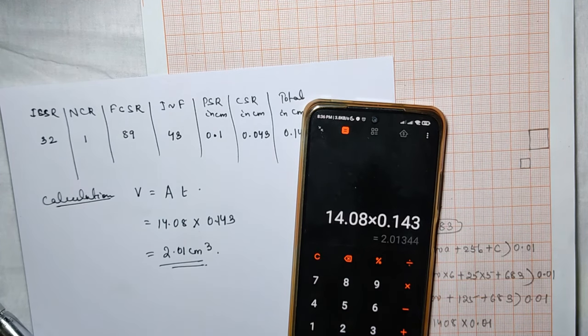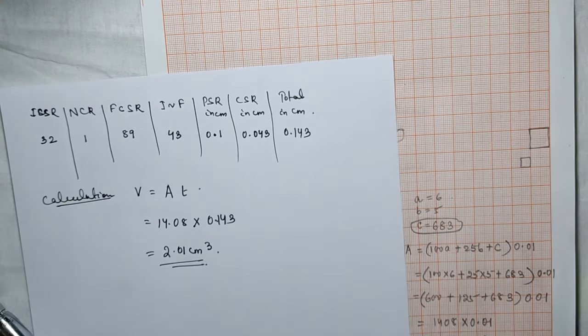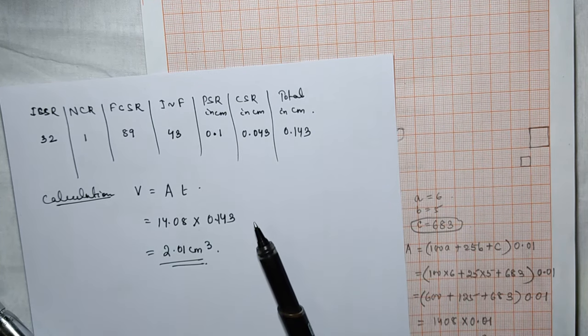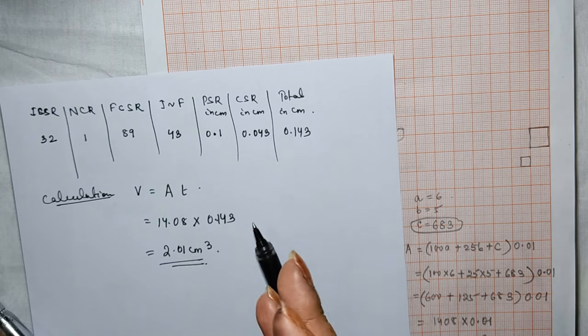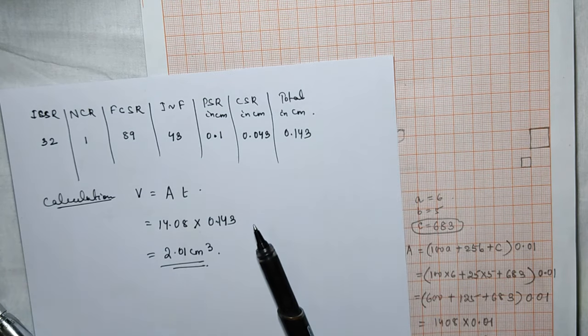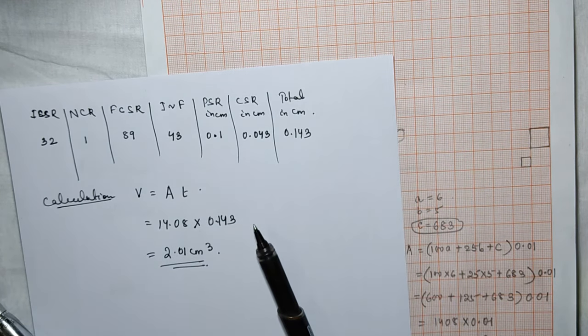So this is all about today's discussion, how to calculate the volume of an irregular lamina using a screw gauge. Those who don't know how to calculate the thickness using a screw gauge can go to my previous video and learn about it.